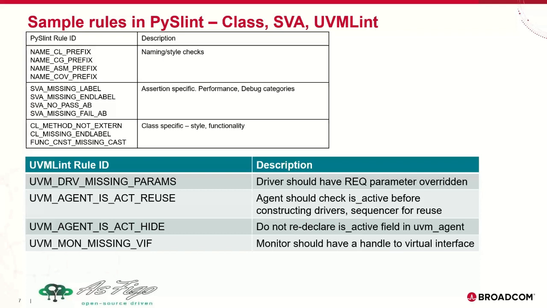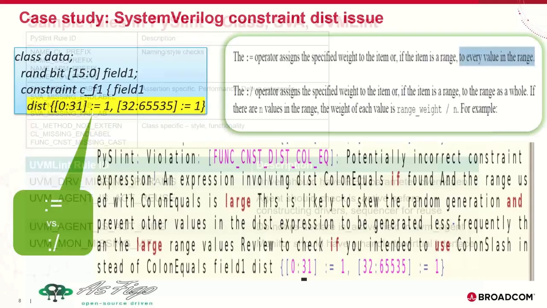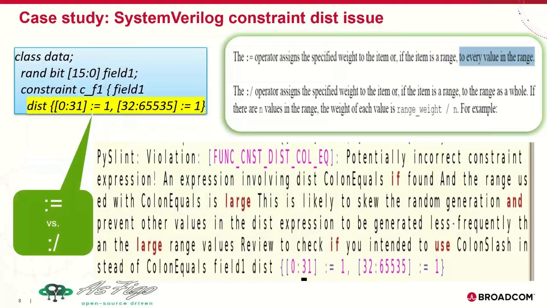I'll go through some of the case studies we have done, and you'll see the advantages behind this. This is one of the case studies. It's a constraint and dist issue. This is a small constraint where the weight is distributed between 0 to 31 and 32 to 35,000. When you distribute equally over 32 to 35,000, it doesn't make any sense. So what we have to do is distribute among the range.